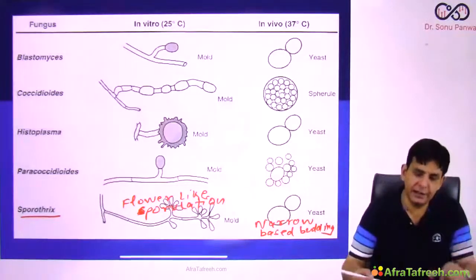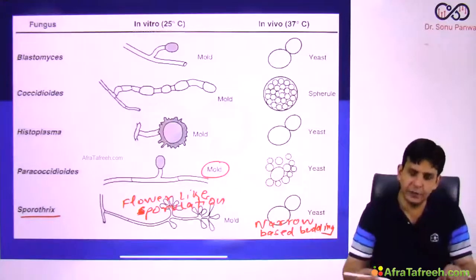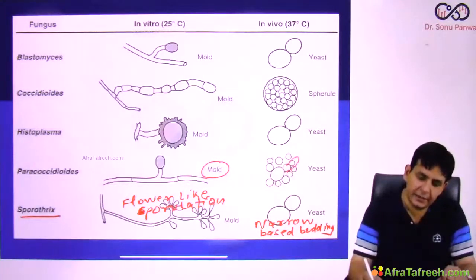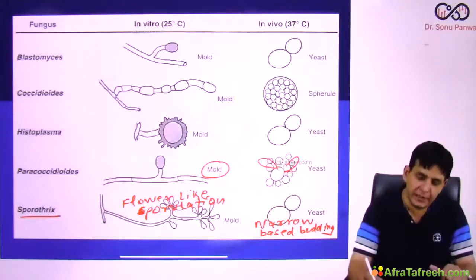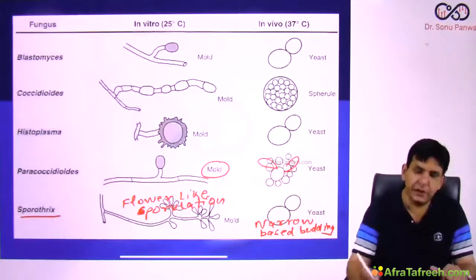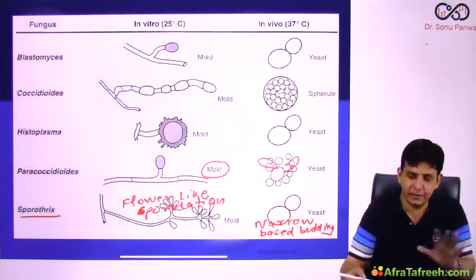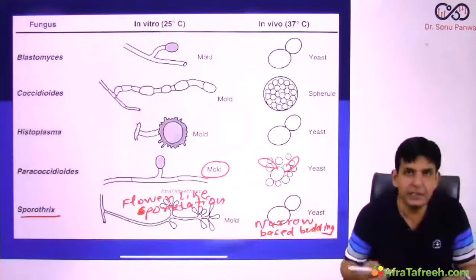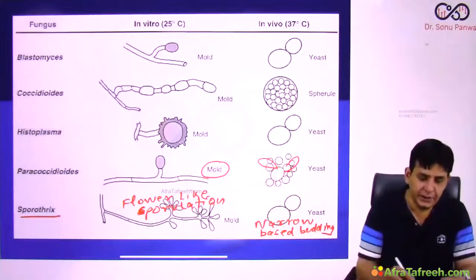Paracoccidioides, just now we have done it. This is the mold form of it. Mold happens at 25, and this is the Mickey Mouse appearance or mariner's wheel appearance. So you have to imagine the Mickey's ears here, or mariner's wheel appearance, which is also sometimes termed pilot wheel. So that is the South American disease, paracoccidioidomycosis, caused by Paracoccidioides.